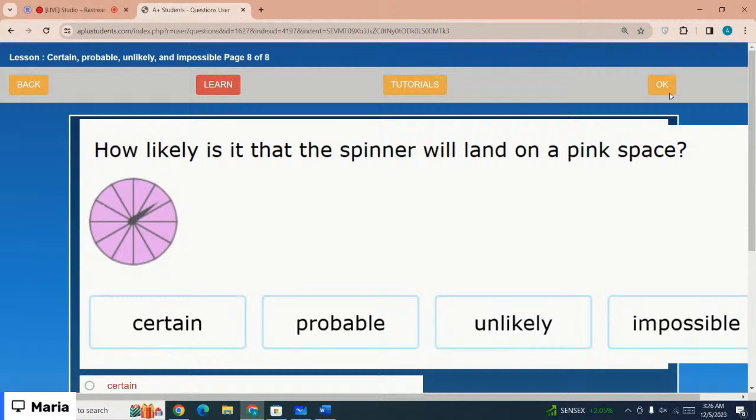How likely is it that the spinner will land on a pink space? Which option is the correct one? Certain, probable, unlikely, or impossible? Yes, the correct option is certain because all the portions on the spinner are pink, so it will certainly land on pink. Got it?